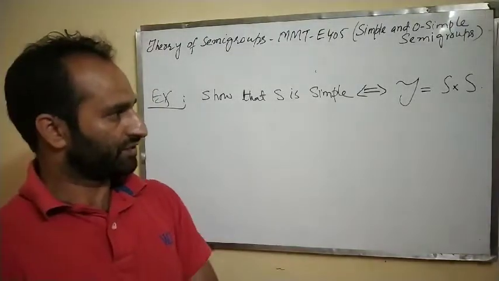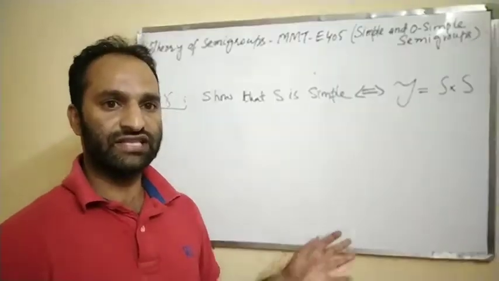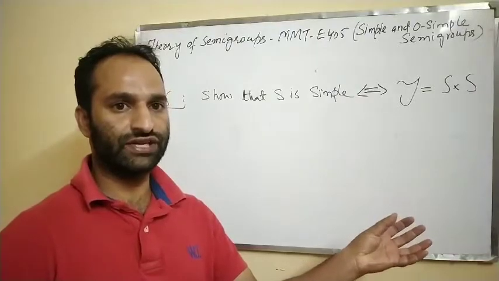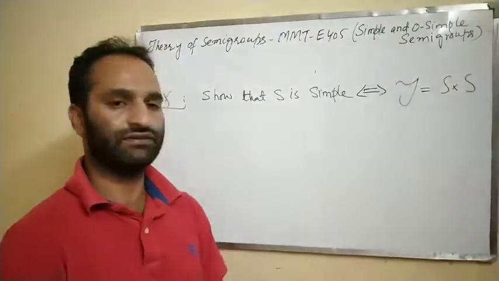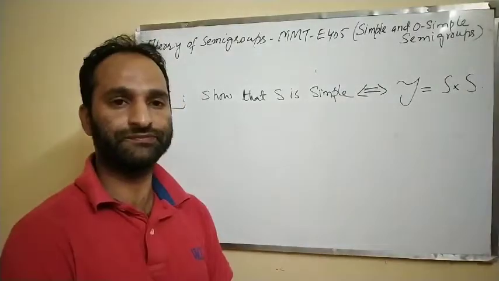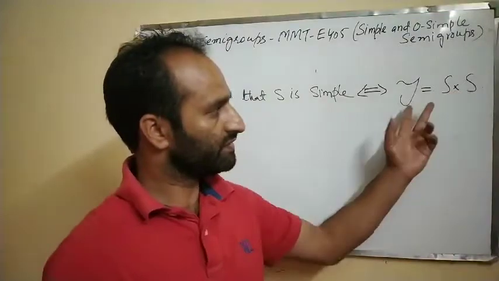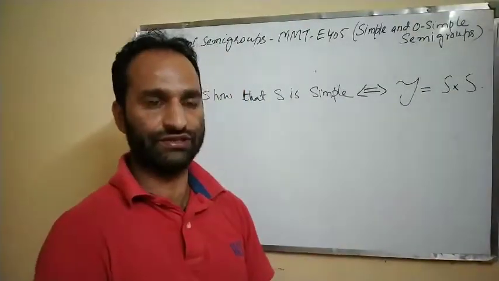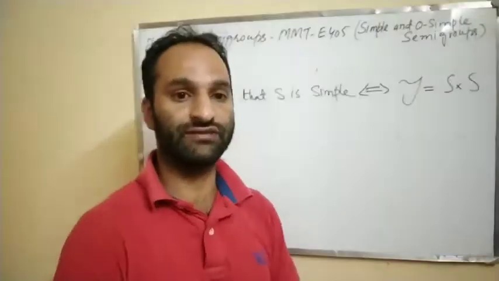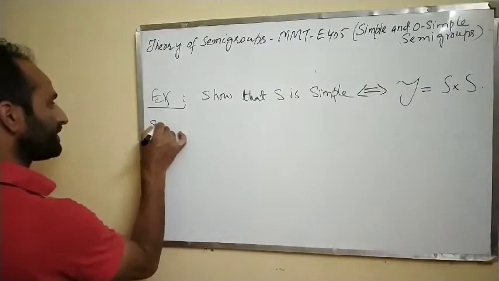So you know the J relation. A and B are J related if and only if the two-sided ideal S1 A S1 is equal to the two-sided ideal S1 B S1. Then those two elements are said to be J related. So that J relation should be equal to S cross S. In other words, any two elements of S are J related. That is, S is simple if and only if any two elements of S are J related. Let's solve this exercise.